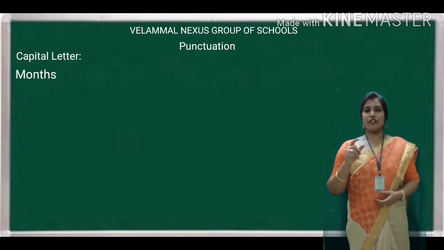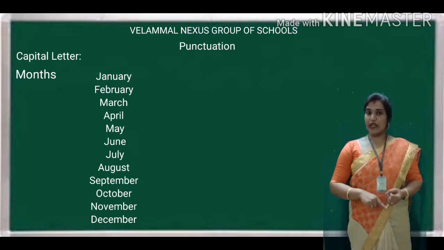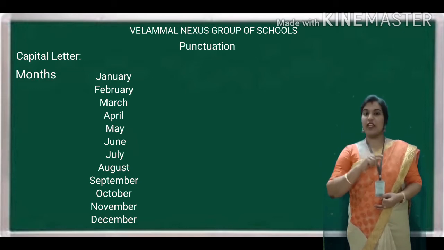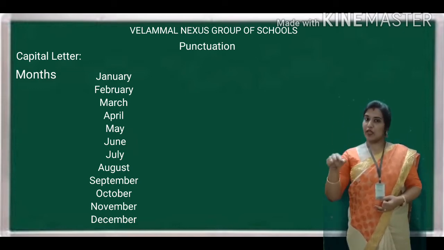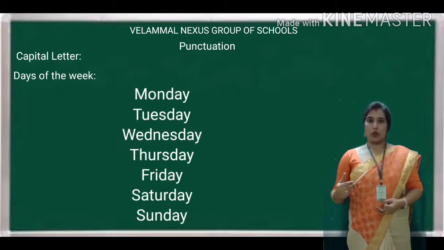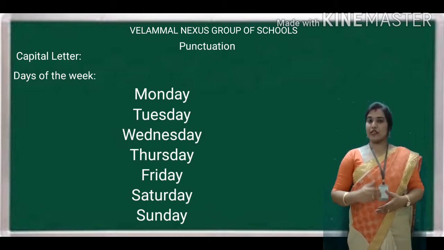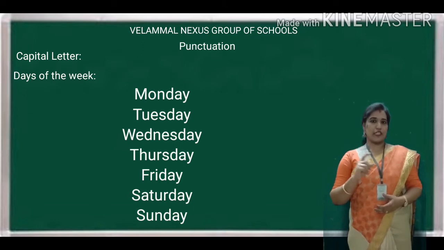Okay, children. First, months. For example, January to December. You have to write them in capital letters. J should be in capital letter. February, F should be in capital letter. March, M should be in capital letter. Then the days of the week, from Monday to Sunday. Okay, children, M should be in capital letter. Tuesday, T should be in capital letter. So from Monday to Sunday, they should be written in capital letters. The first letter should be in caps, or the first letters are to be capitalized.